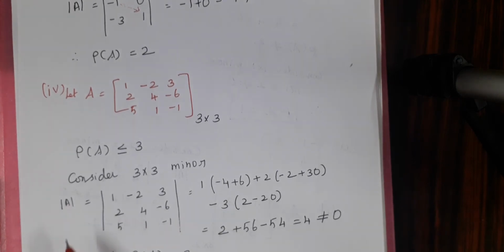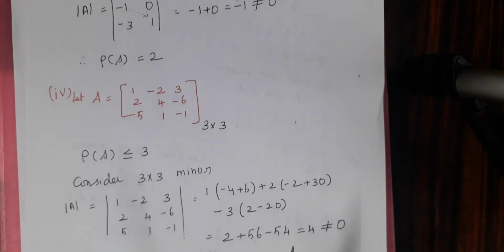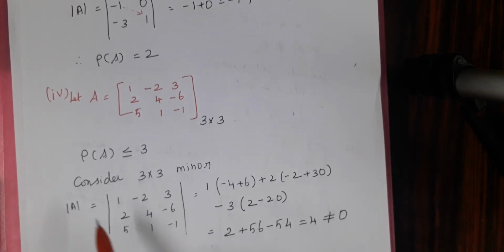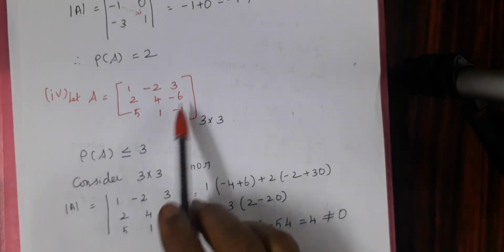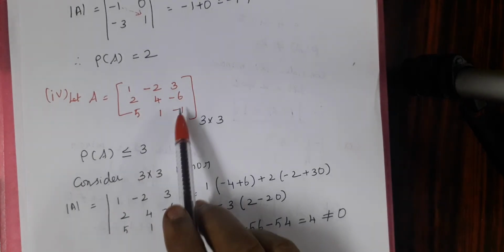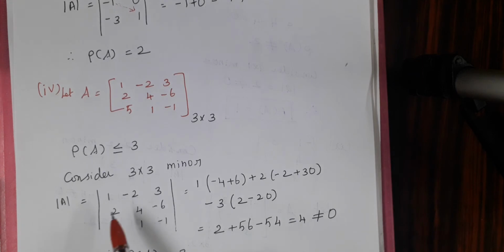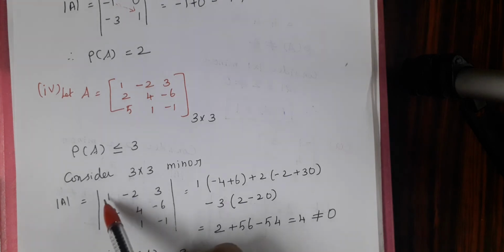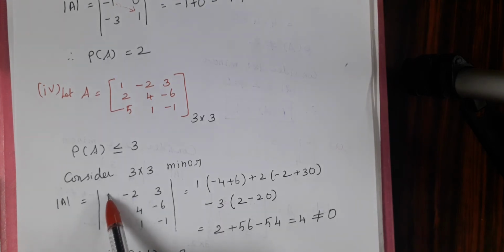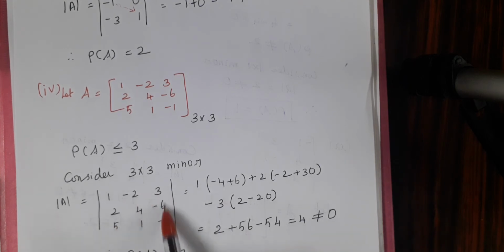Now we find the value of determinant A. Determinant A equals, write the question. The given question, write it in determinant form: 1 minus 2 3, 2 4 minus 6, 5 1 minus 1. Now we are going to find the determinant value. Remember, first we take 1, and 1 means we leave that row and that column.